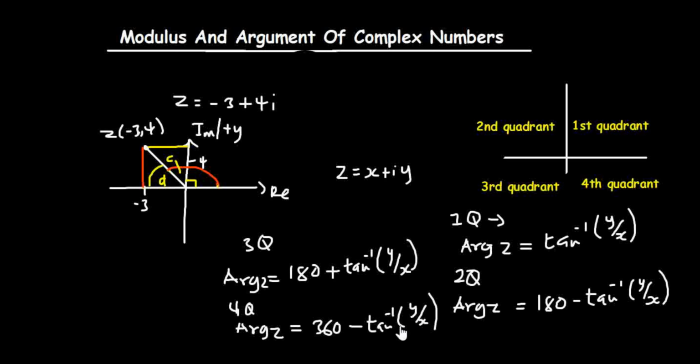So when I'm doing this, let's say the complex number given is 2 minus 3i. Therefore you know that y is minus 3, and x is 2.